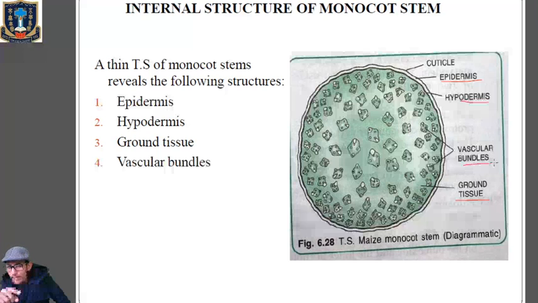In dicot, we were learning structures like pericycle. If you remember, we were finding structures like pericycle, all those things were there. But here we are not finding a structure called pericycle. We are not finding a structure called endodermis. We are just simply seeing the epidermis, hypodermis, ground tissue, and vascular bundle. So let's go in detail.